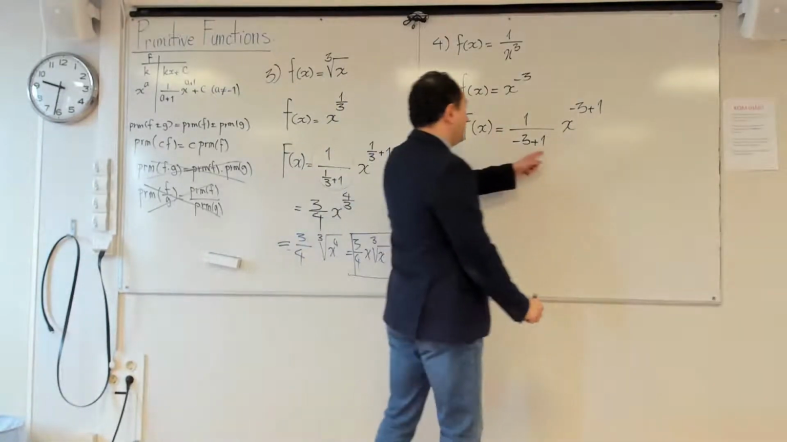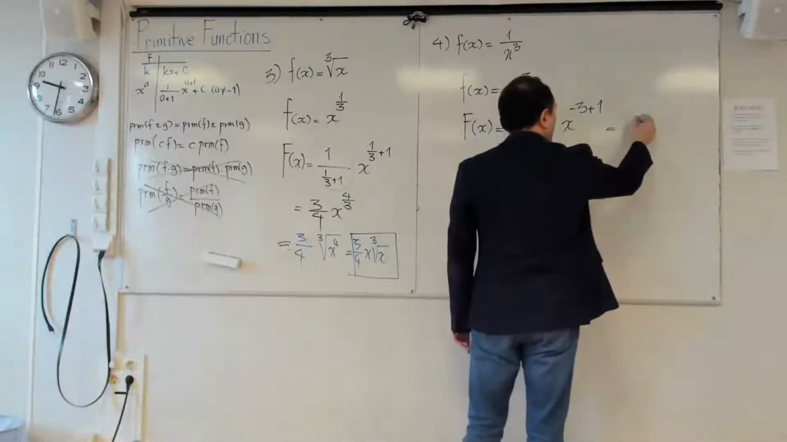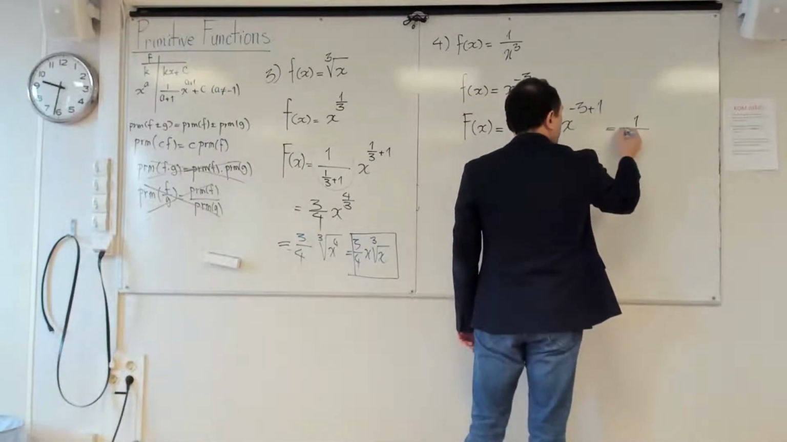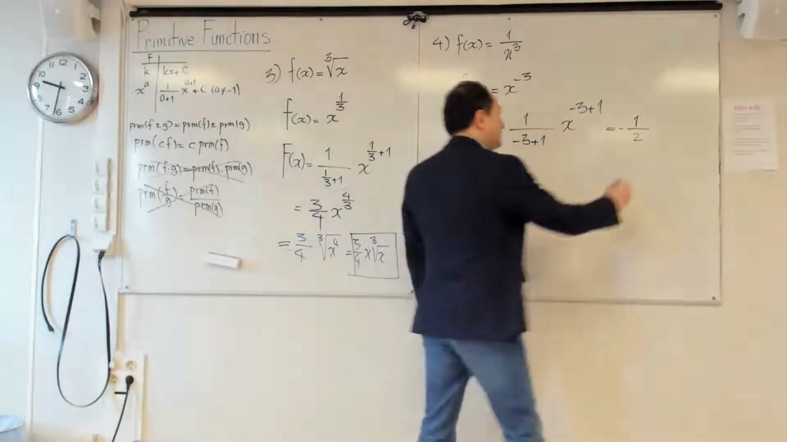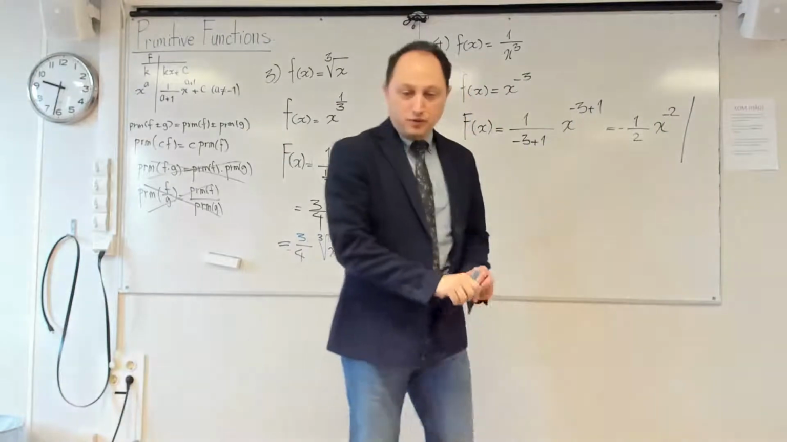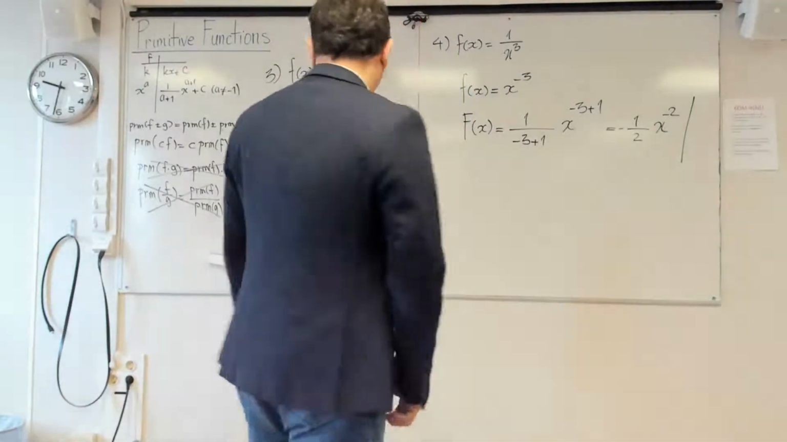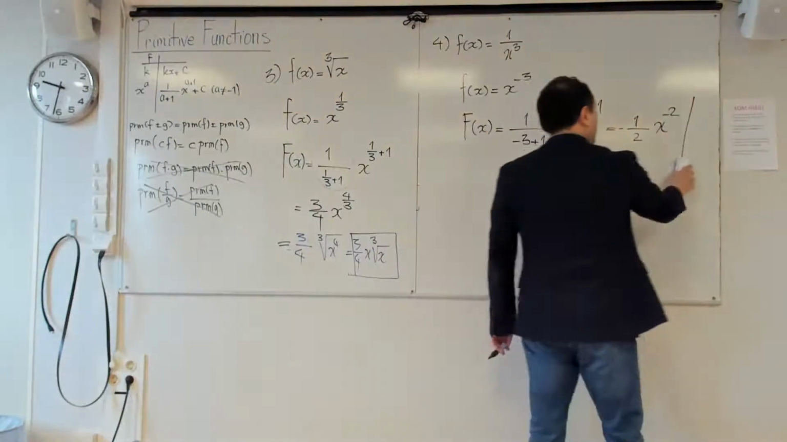Okay, what happens here? It's 1 over minus 2. 1 over minus 2, it's ugly for me. So I write minus 1 over 2, and then x to the power of minus 2. You can stop here. But I would prefer to continue, yes? Because if you mess something up, it's better to fix it, yes?